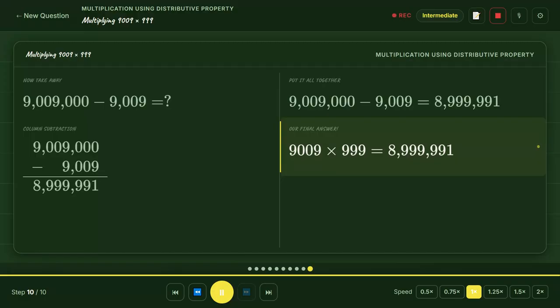Instead of doing big scary long multiplication, we just did times 1000, times 1, and 1 take away. You are a math star.